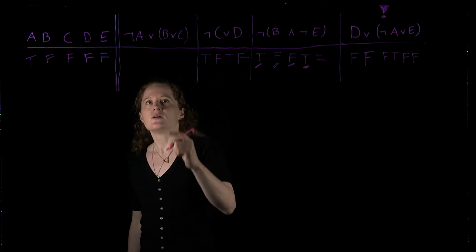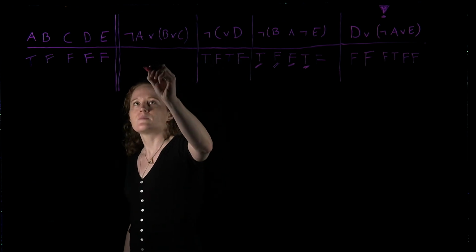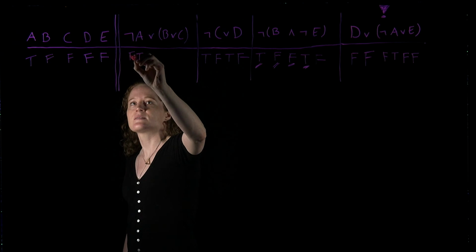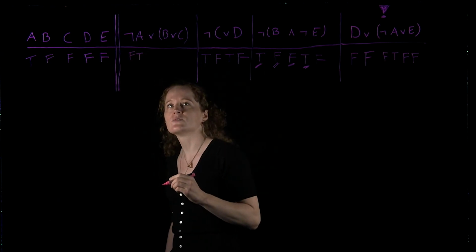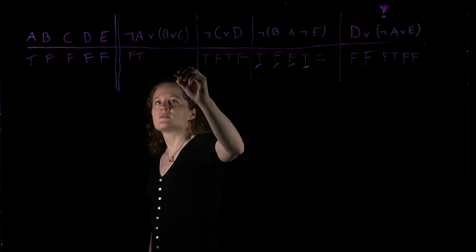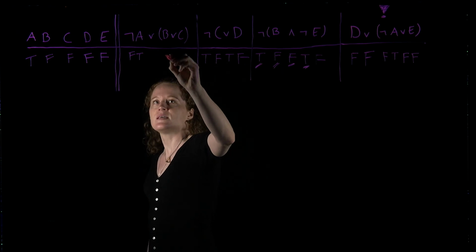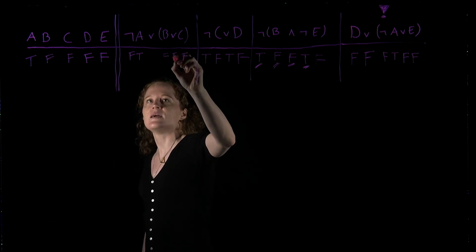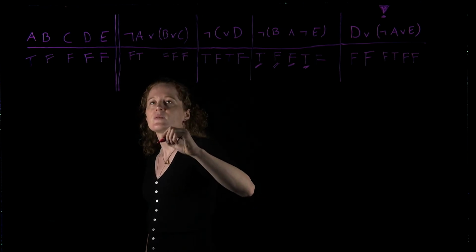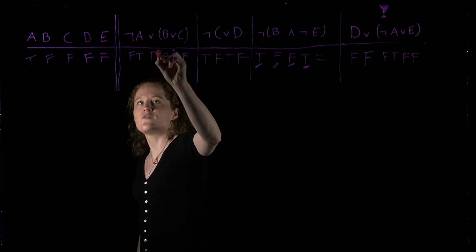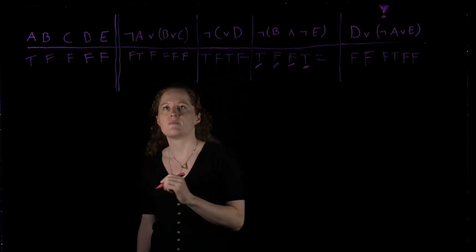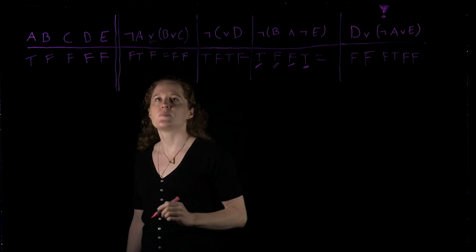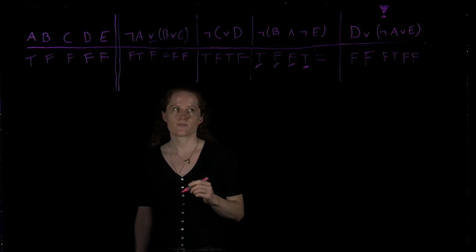But when we now look at our first premise here, we notice that not A is false, given that A is true. And we also notice that B or C is false, given that both B and C are false. And so that means that our first premise must be false, since it is a disjunction and both disjuncts are false.